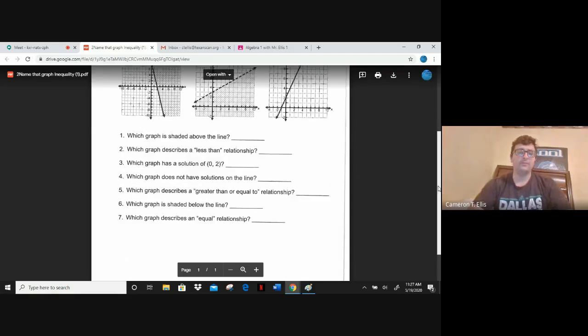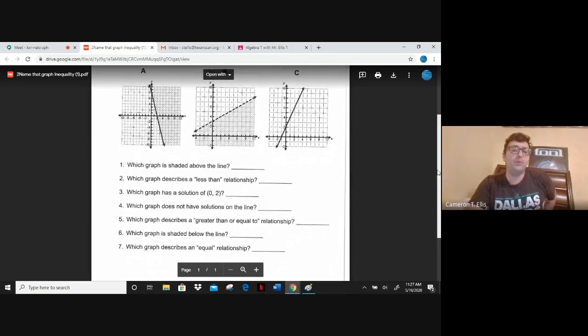And for 5, which graph describes a greater than or equal to relationship, right? So we can also kind of do process of elimination here too. Okay, guys? So when I think equal to, remember, equality is implied, right? Remember that only solid lines can have equality, right? So right off the bat, I can eliminate B, right? That is not a solid line, can't be my answer, right? And if I think greater than, maybe if we're confused on which side is shaded, something has to be shaded, right? Is there anything shaded on C here? That doesn't look like it.